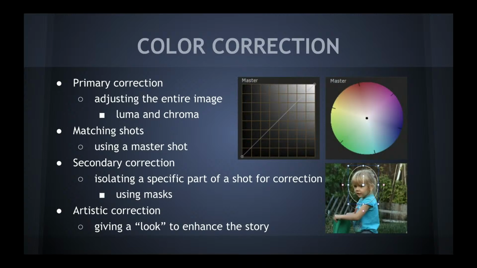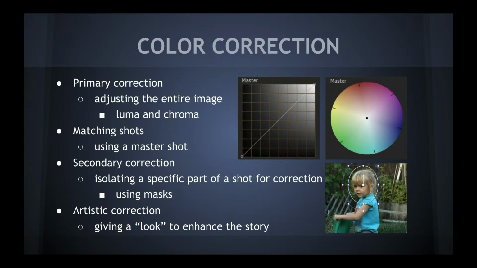Color correction. This is when you're going to do your primary color correction, adjusting the entire image, luma and chroma, matching shots using a master shot. This is really important when doing any color correction. Find that one shot that you're going to use as your epitome of what you're trying to achieve, and grade each shot to that shot, because you'll get drift otherwise. You'll start getting away from that original idea.